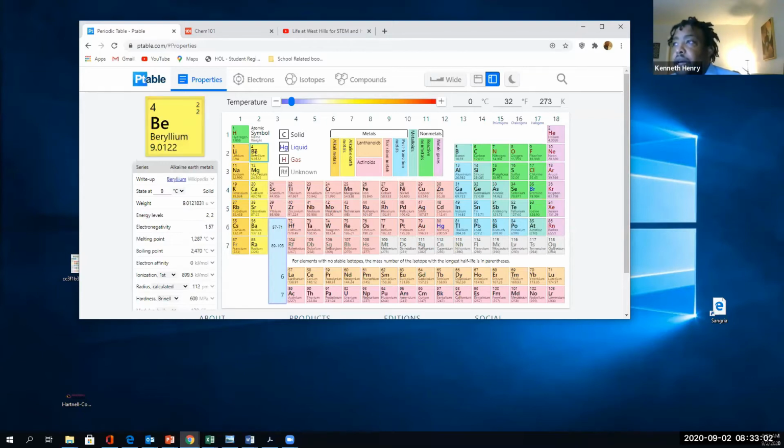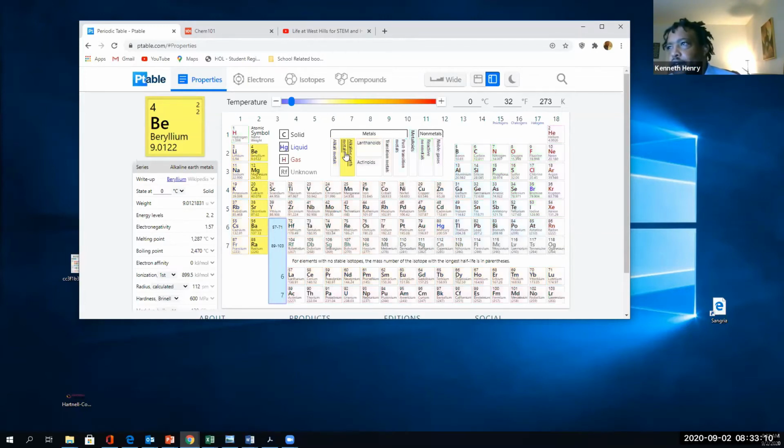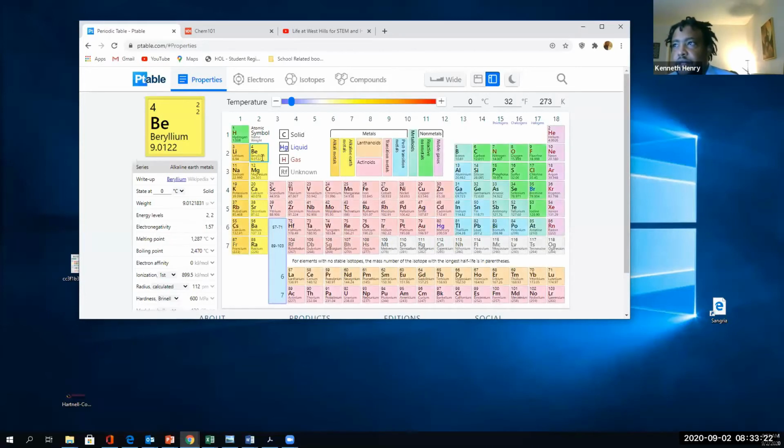Now, these metals, alkaline metals, they're kind of a little more docile. You have that INE at the end, alkaline, right? I think of that IN as kind of simmering it a little bit. So they're not as reactive as these guys.